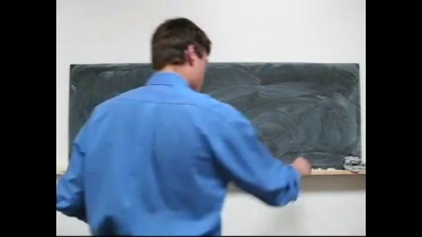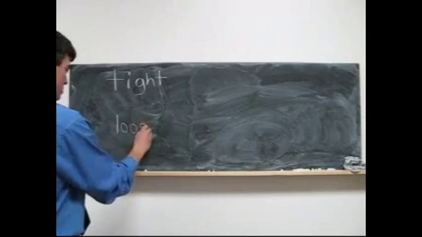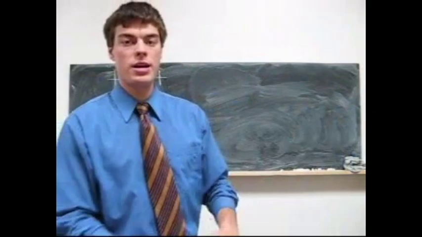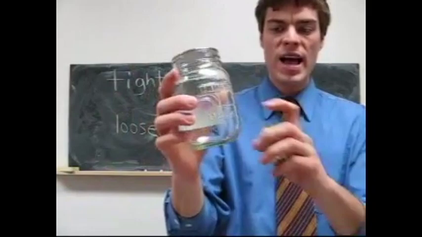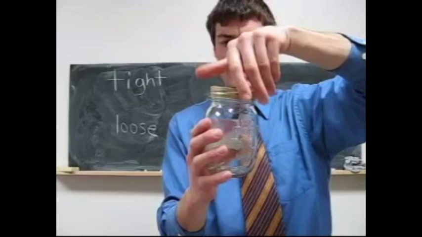Today, we are learning the words tight and loose. T-I-G-H-T. L-O-O-S-E. So tight is like this. I have a jar. This is a jar, a glass jar, and a lid. I put the lid on the glass jar and I tighten it.